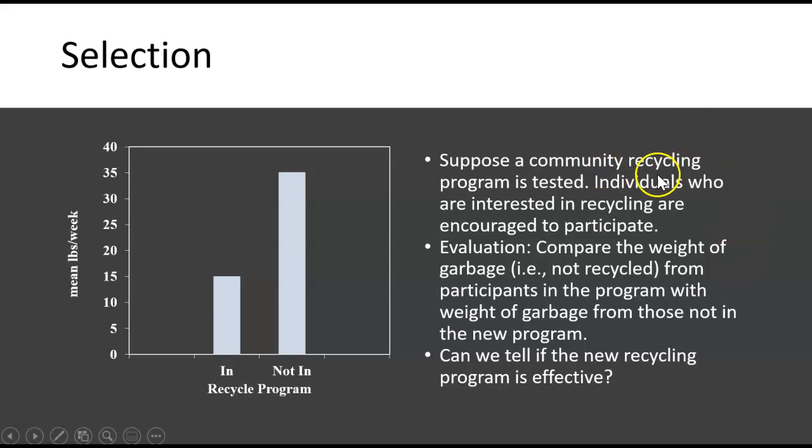So you have individuals who are interested in recycling who've been encouraged to participate in the program. They may already be coming in with some pre-existing attitudes and values that change their trash to begin with. So maybe they're buying more products that have recyclable materials in them or with less materials in packaging than the people who are in the non-equivalent comparison group because they're not in the new program. They weren't choosing to be in the program. So you may have a selection bias.